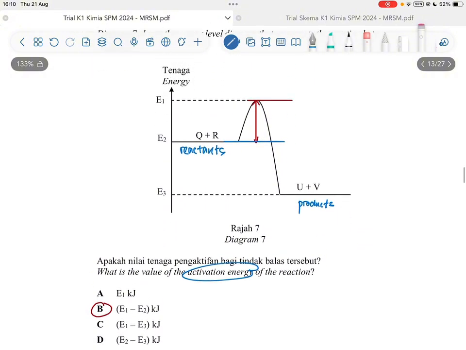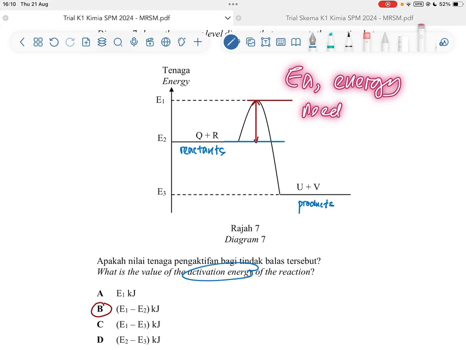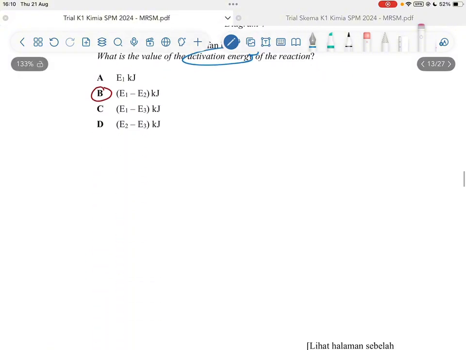So you need to remember that activation energy is the energy needed by the reactants to start a reaction, to overcome the peak over here. So always from the reactant line going to the upper position, and this will be the activation energy.